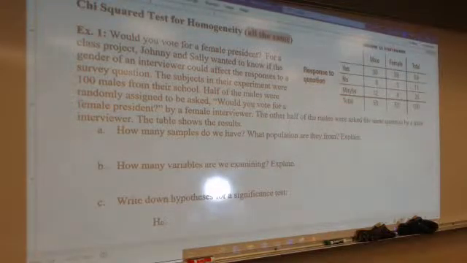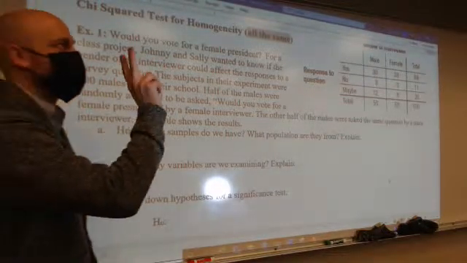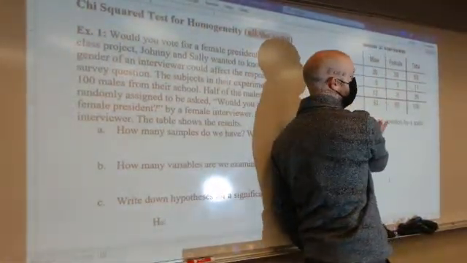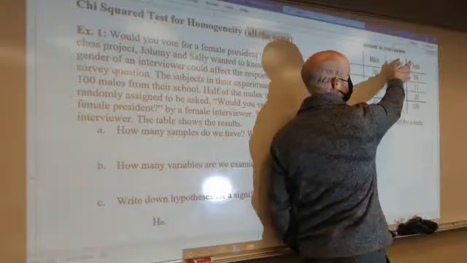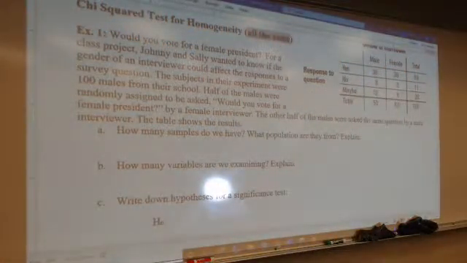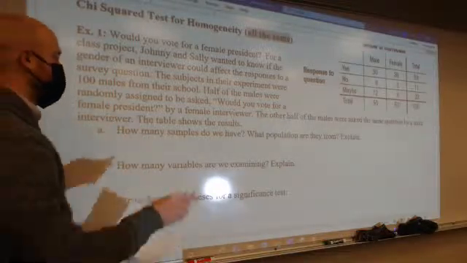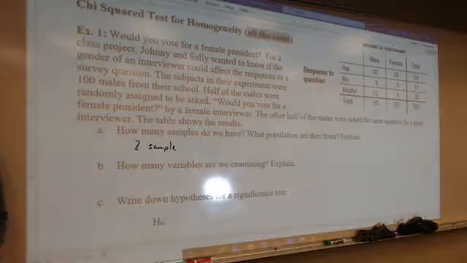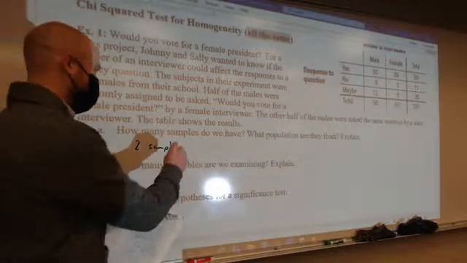All right, okay. So actually, it's two samples of men being asked. These men are being asked by a man interviewer, and these men are being asked by a female interviewer. So the next question is, how many samples do we have, and what population are they from? We have two samples, as you can tell. To do a test for homogeneity, you do need two samples because you're comparing two samples.